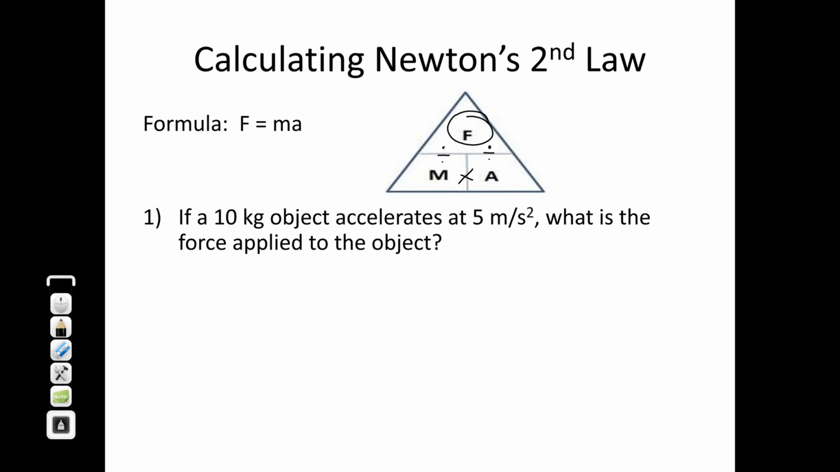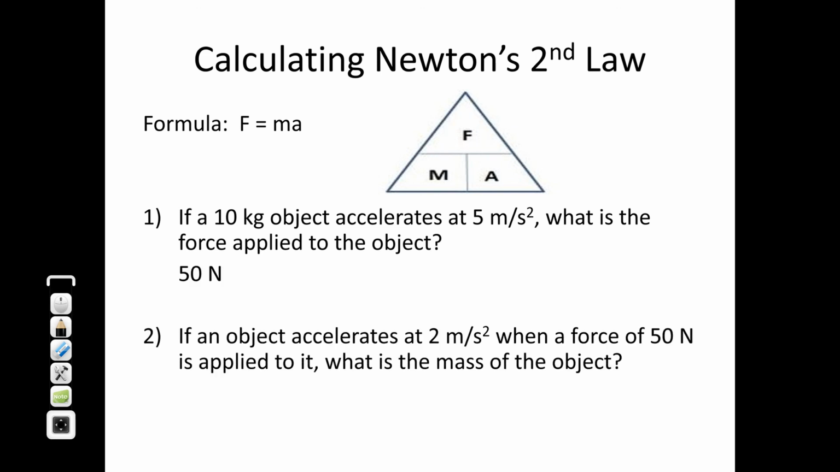So here we go. If a 10 kilogram object accelerates at 5 meters per second squared, what's the force applied? Cover up F. F equals M times A, so that equals 10 times 5, which equals 50 newtons. Okay? I think we probably have another one here.